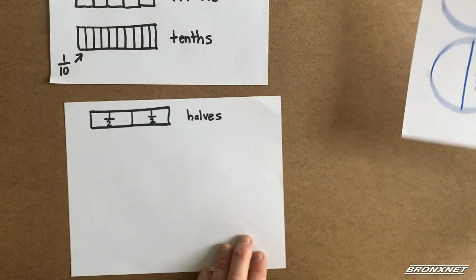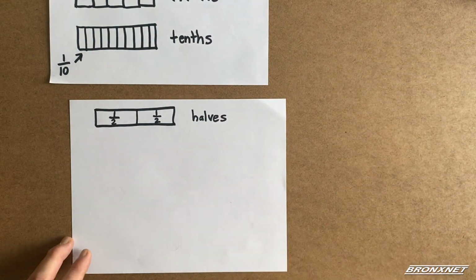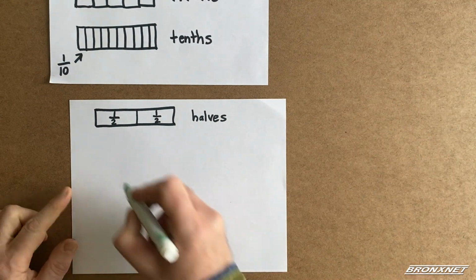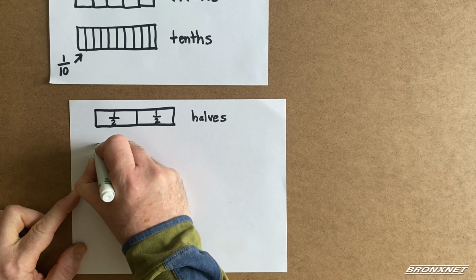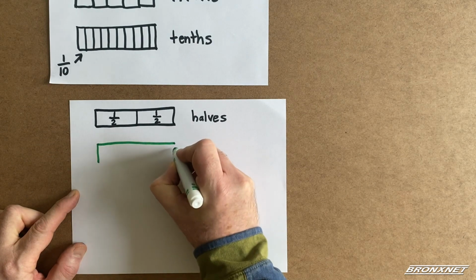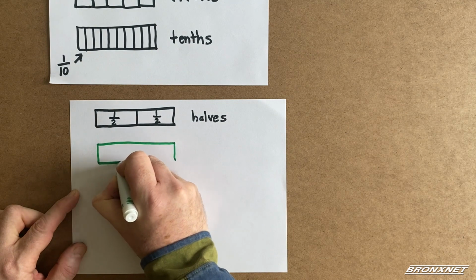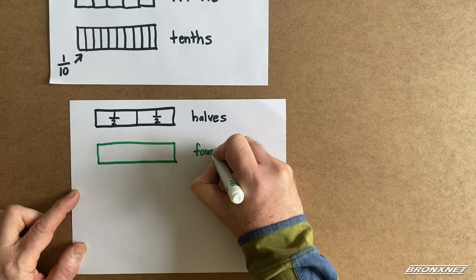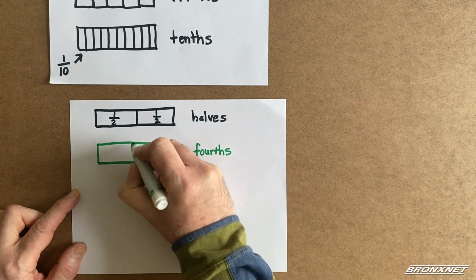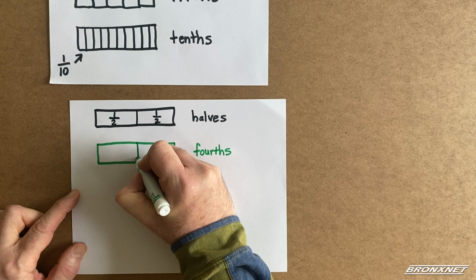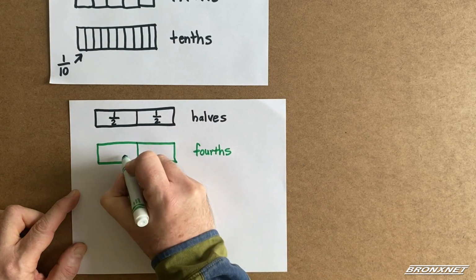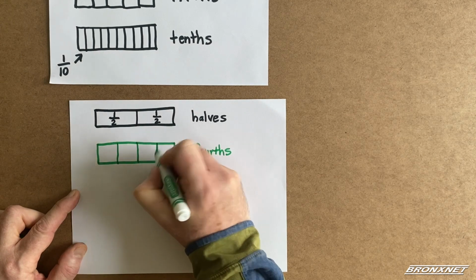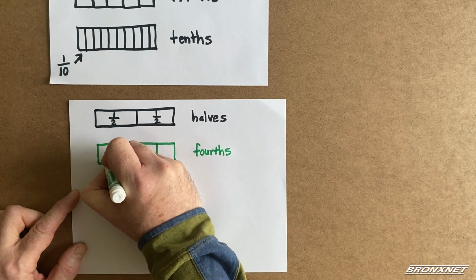Okay, so moving on, since I have halves, I'm going to show you how to draw fourths. Again, I'm going to copy the hole that I have so everything is the same length. This is going to be fourths. I'm going to start by repeating the line I made in the center that gave me halves, and now I'm going to divide each half into 2 equal parts as best I can, and these are now fourths.